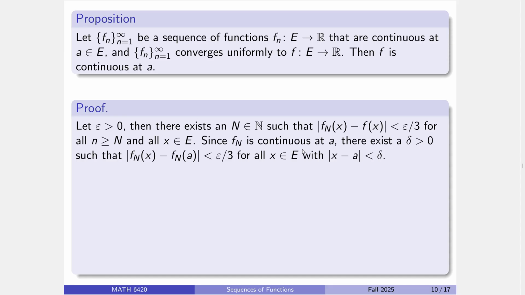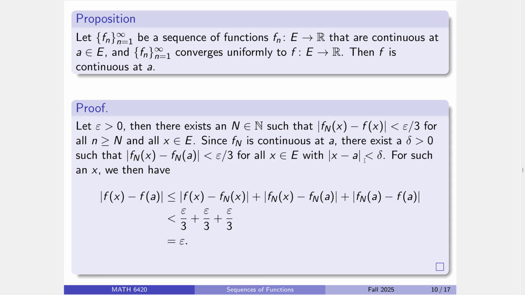Okay, so for any x that's within delta of a, if I look at f of x minus f of a, I can sneak in f sub n of x there and there, and I can sneak in f sub n of a there and there. By the uniform convergence, I know that this is going to get less than epsilon over 3. By the uniform convergence, this will get less than epsilon over 3. And by the continuity, the middle term gets less than epsilon over 3. And then there we go. The uniform limit of continuous functions remains continuous. Cool.